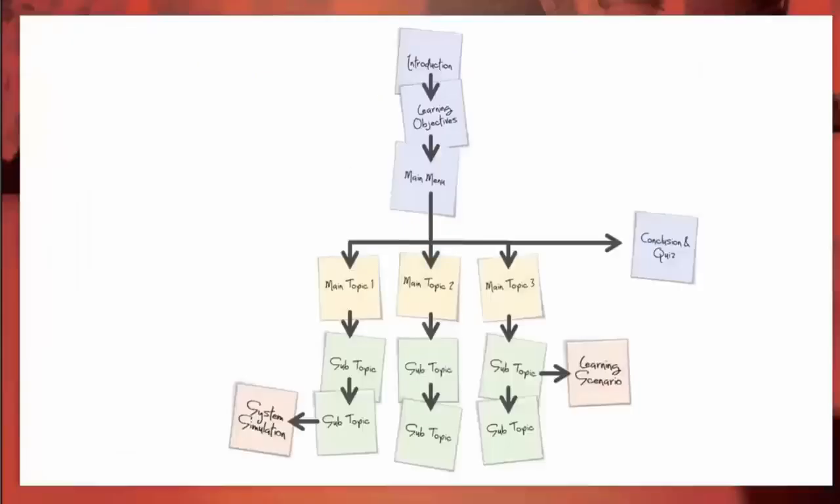For example, let's say I decide I want it to be kind of a branching situation where I'll move my introduction and learning objectives at the top. I might add a slide for a main menu, and then I'll reorganize it to show the branching, right? And then I might include additional sticky notes because I know under main topic 1, I need to have a system simulation because I'm going to be showing how to do something. Or under main topic 3, I might include a learning scenario because we're talking about how the learner is going to interact with another person or whatever that might be. And then conclusion and quiz might be at the end after the learner goes through that 3-way branching.